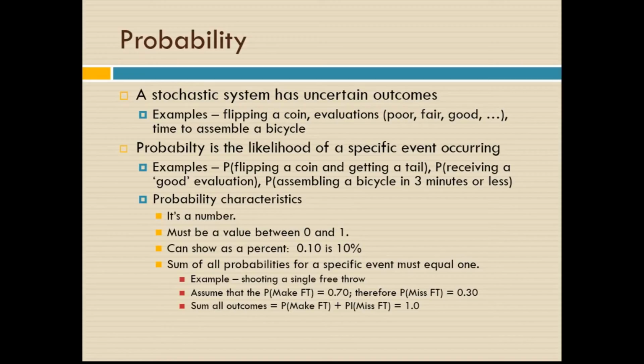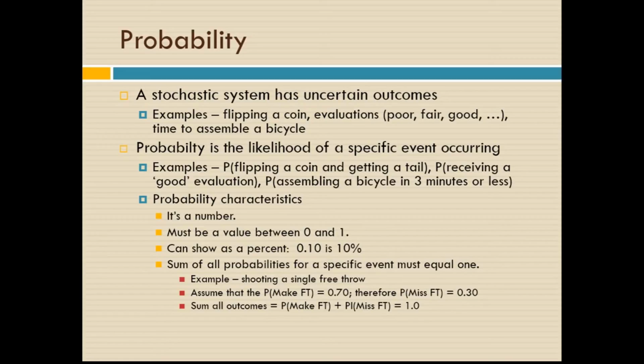Now we can calculate or determine the likelihood, but systems where we have uncertainty in our outcome are called stochastic systems. Flipping a coin, the time it takes to do something. And a probability is the likelihood that a specific event is going to occur in this stochastic system. So what is the likelihood or the probability of flipping a coin and getting a tail? For that real simple one, it's 0.50, but it can get hard pretty fast.